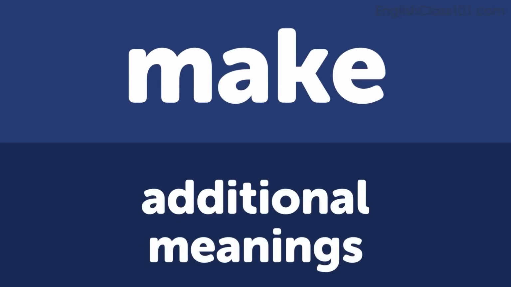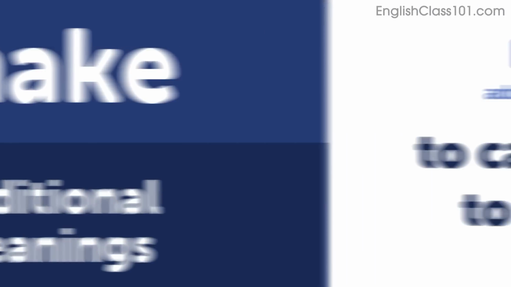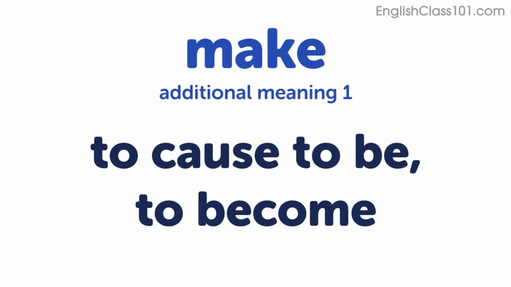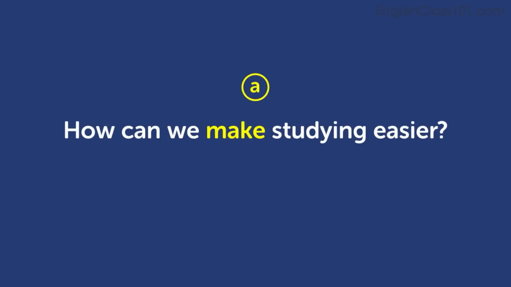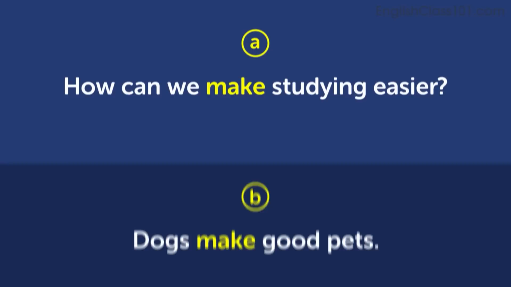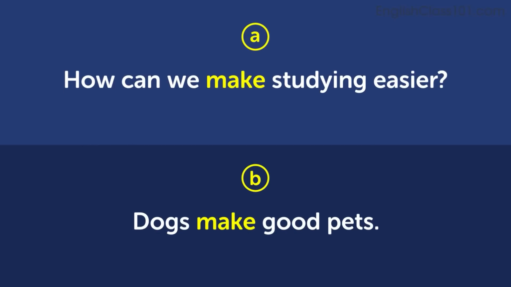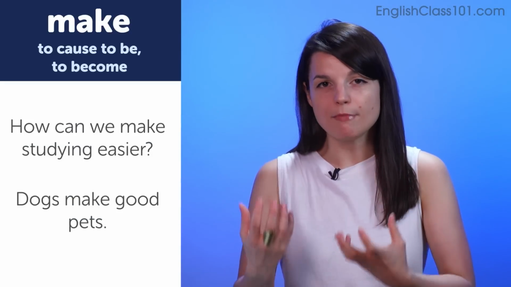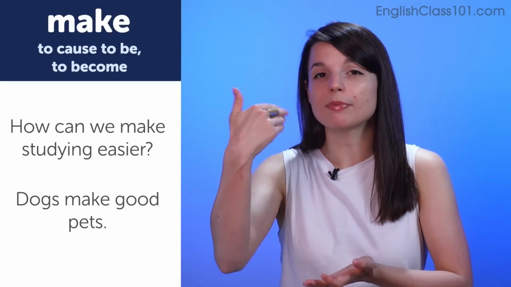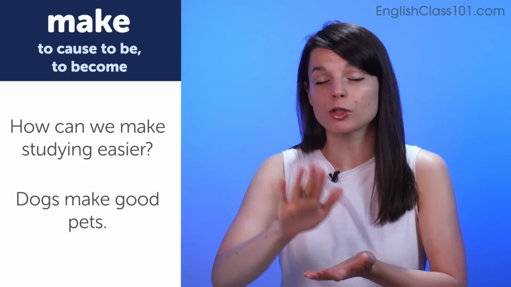Now let's talk about some additional meanings for this verb. The first additional meaning is to cause to be or to become. This sounds quite open, so let's take a look at some examples. How can we make studying easier? Dogs make good pets. So this use of make means to cause something to be like something else or to cause something to become something else.